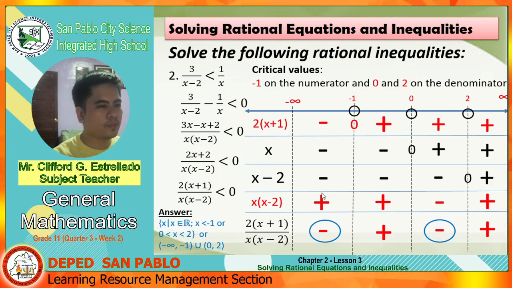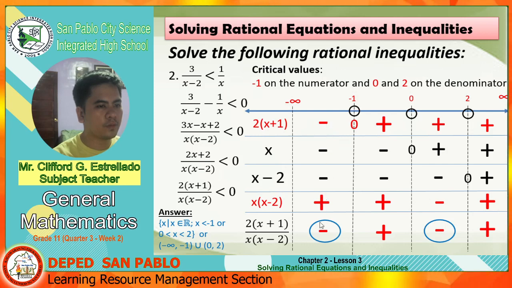Next, the product of x and the quantity x minus 2. So, negative times negative is positive. Positive times negative is negative. And positive times positive is positive. Okay? Then, we need now to divide the first row, 2 times the quantity x plus 1, and the fourth row, which is x times the quantity of x minus 2. Since that is our inequality, on the left side we have 2 times quantity x plus 1 over x times quantity of x minus 2. So, we will divide the first row and the fourth row.